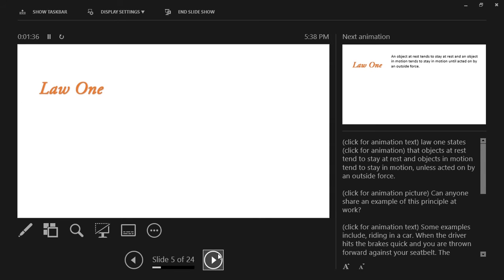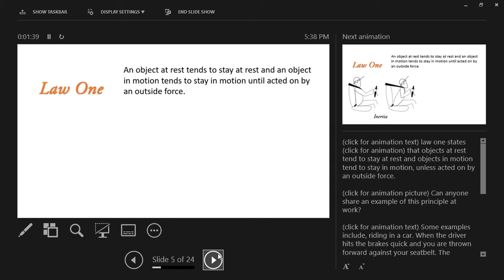Law 1 states that objects that are at rest tend to stay at rest, and objects in motion tend to stay in motion unless acted on by an outside force. Can anyone share an example of this principle at work?